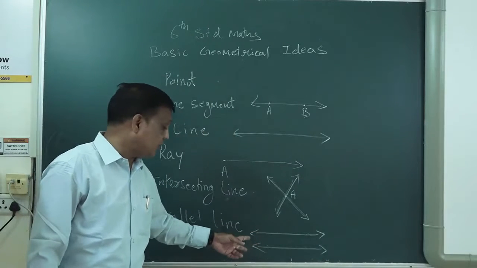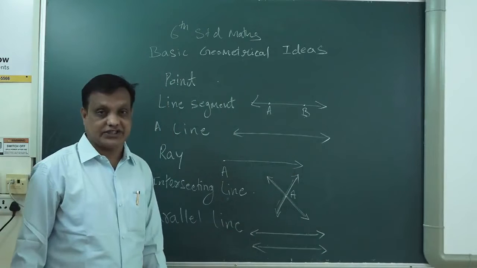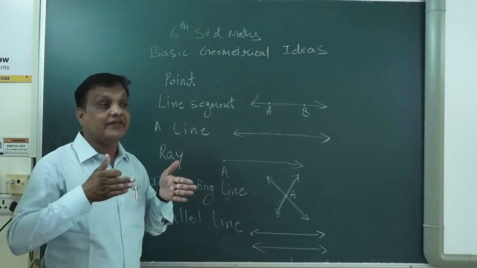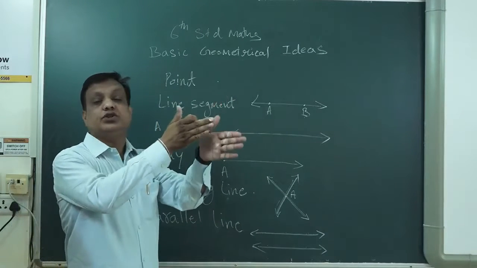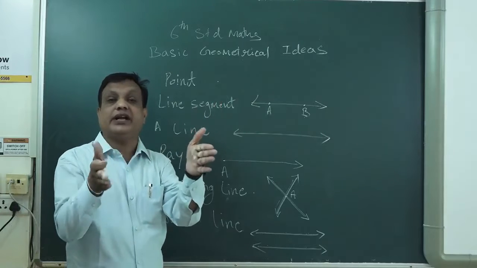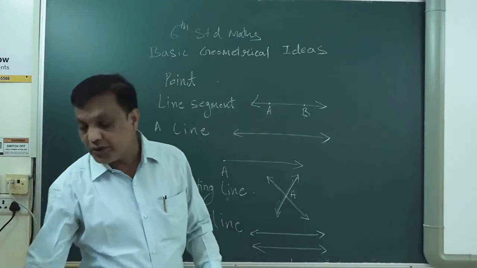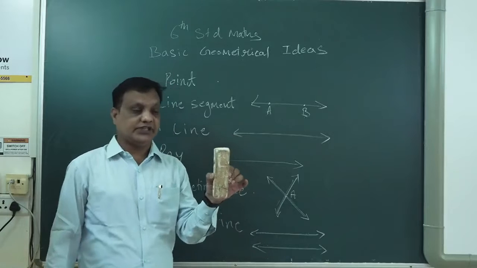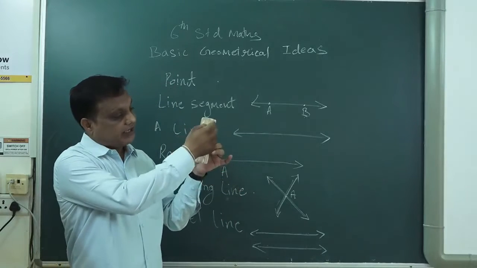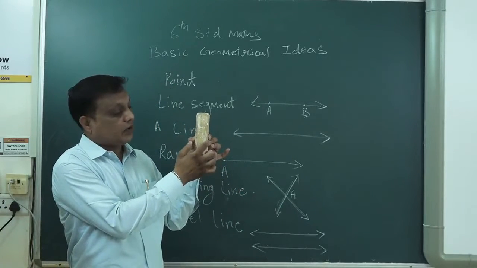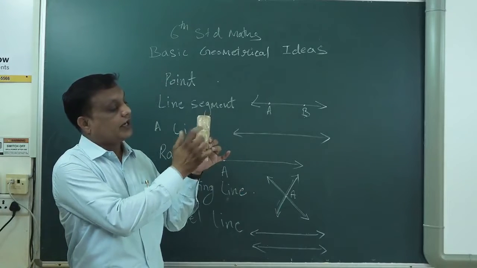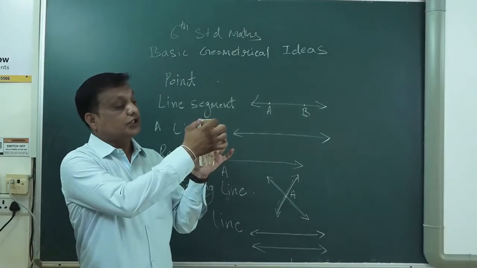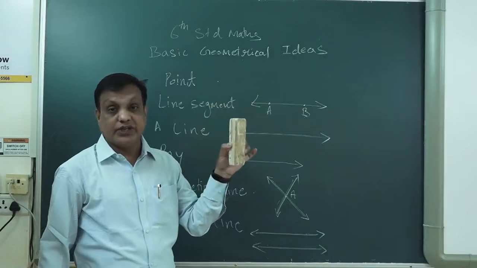One example I want to give you of parallel lines is railway tracks. If you see railway tracks, they are straight and the distance between both tracks is equal. One more example, I have taken here a duster. This edge and this edge are both parallel because the distance from here to here, or anywhere, is equal. So these two edges are parallel.